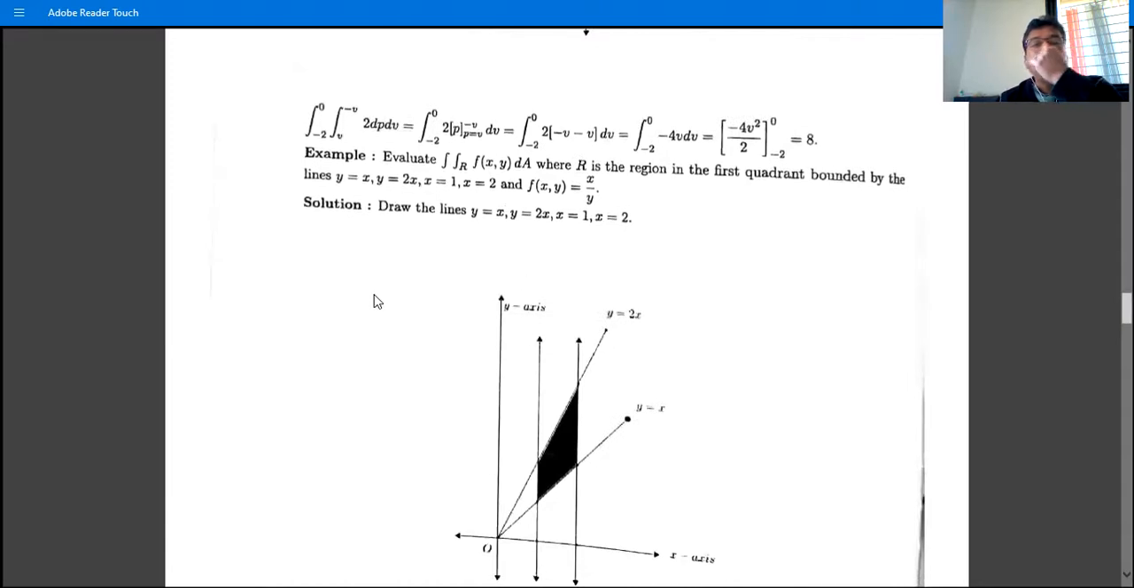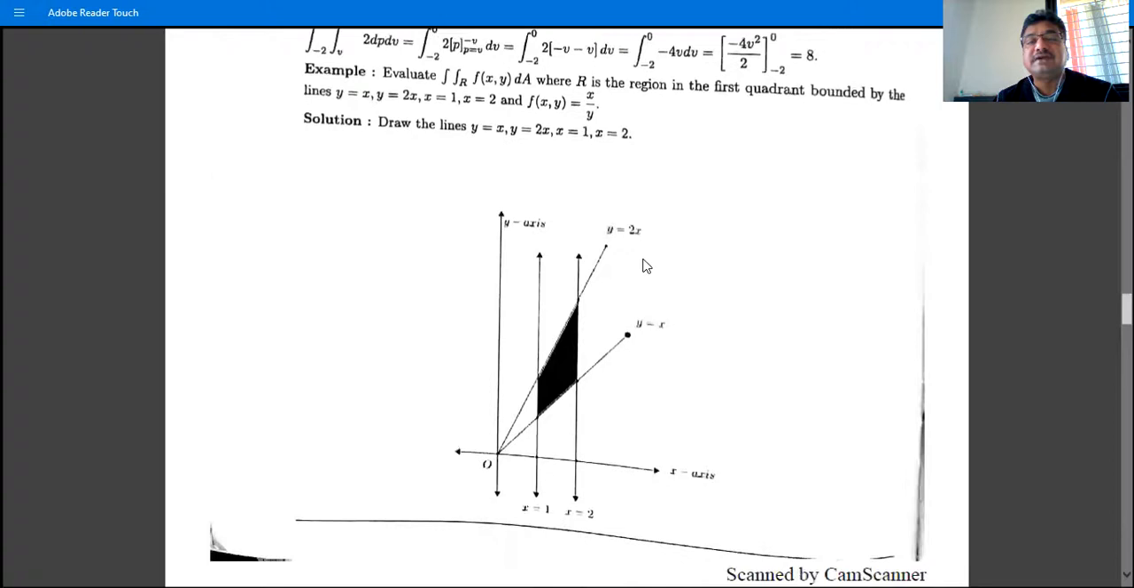The next problem, double integration over R of f(x,y) dA, where R is the region in the first quadrant bounded by the lines y is equal to x. So this is the y is equal to x line, which divides this first quadrant into two equal parts, or makes an angle of 45 degrees with the x axis, 45 degrees with the y axis.